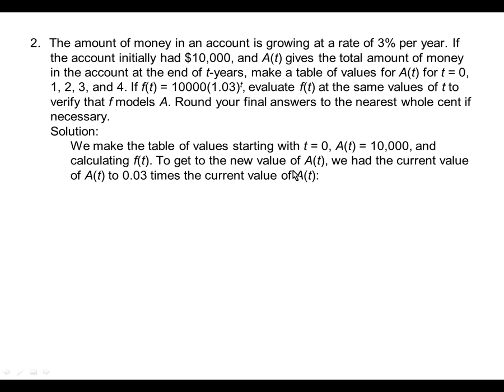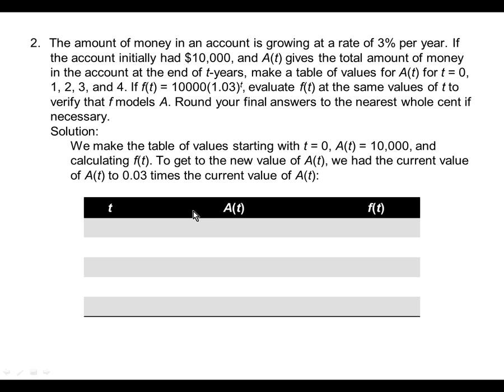To get the new value of A of t, we add the current value of A of t to 0.03 times the current value of A of t. Because remember, we're increasing 3% each time. So what we started with plus 0.03 times that. Okay? So values of t, A of t, and f of t. Now we already did all the stuff for t equals 0. Now if t is equal to 1, we're going to have 10,000, what we started with before, plus 0.03 times 10,000, we get $10,300.